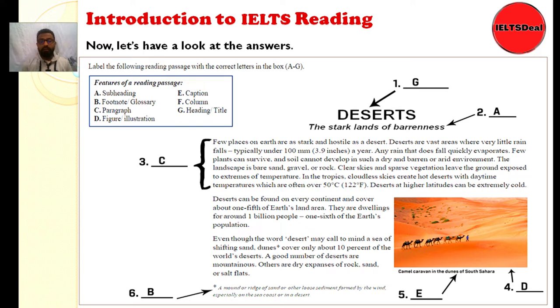So these are the basic parts of an IELTS text, or any text in an English lesson. These are the 6 major features of an IELTS reading test.